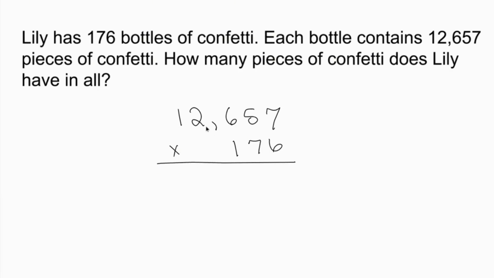Now we are multiplying a 5-digit number to a 3-digit number. When you do that, you go to the bottom number, start with your number in the ones place value, and multiply right to left, knowing we're probably going to have to carry over a bunch of times. So let's get started. 6 times 7 is 42. Write out your 2, carry over a 4.